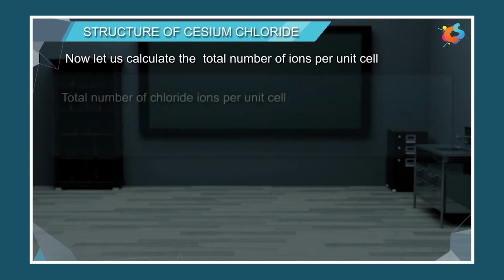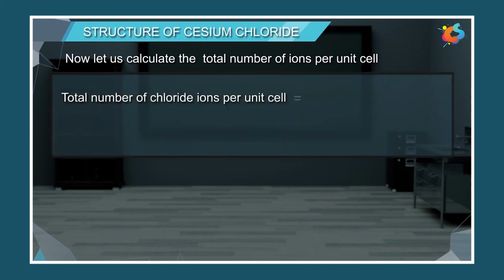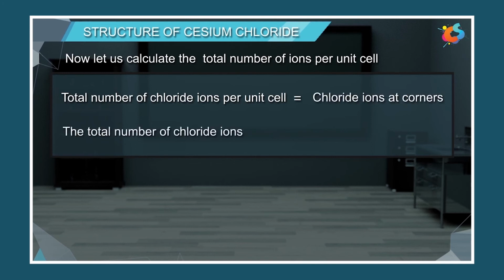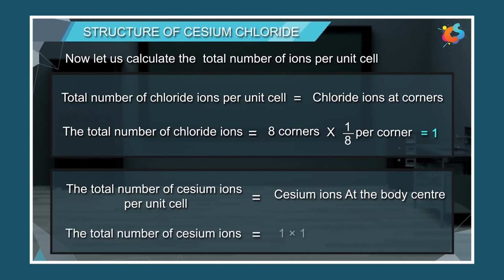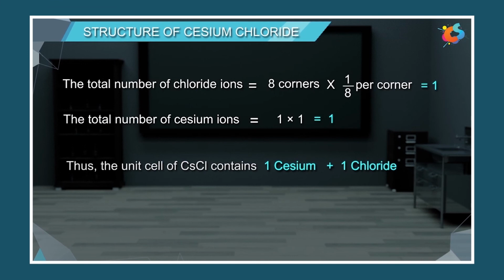Total number of chloride ions per unit cell is equal to chloride ion at corners, that is, 8 corners into 1/8 per corner, which is equal to 1. Total number of cesium ions per unit cell is equal to cesium ion at the body center, which is 1 into 1, equal to 1. Thus, the total number of chloride ions is equal to 1, the total number of cesium ions is equal to 1. The unit cell of cesium chloride contains 1 chloride ion and 1 cesium ion.